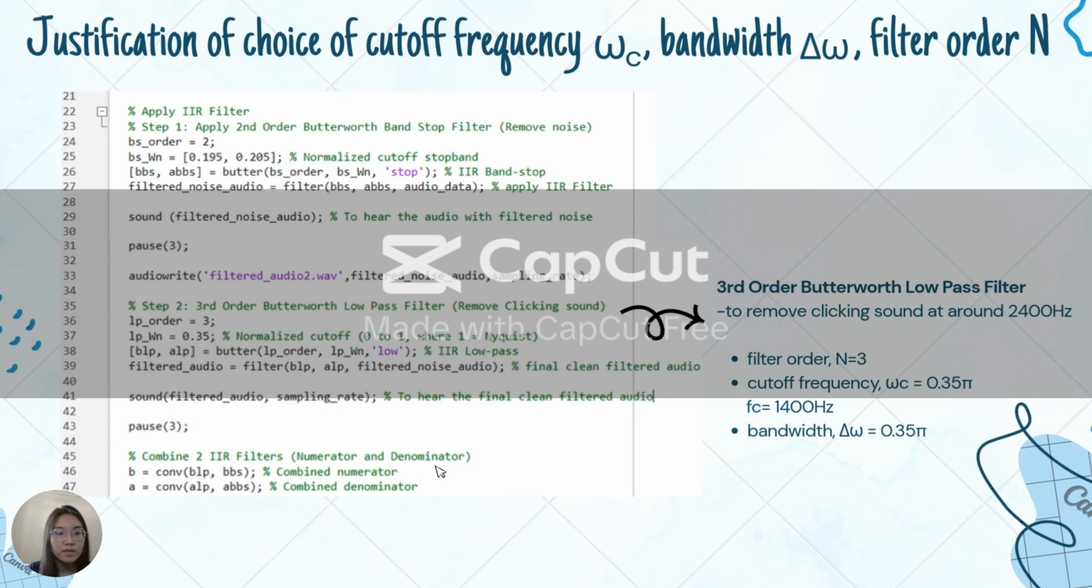After that, we combine these two IIR filters. Numerators BLB and BBS from each filter are combined. Denominators ALB and ABBS are combined as well, both using convolution. B and A are the new coefficients of the combined filter.